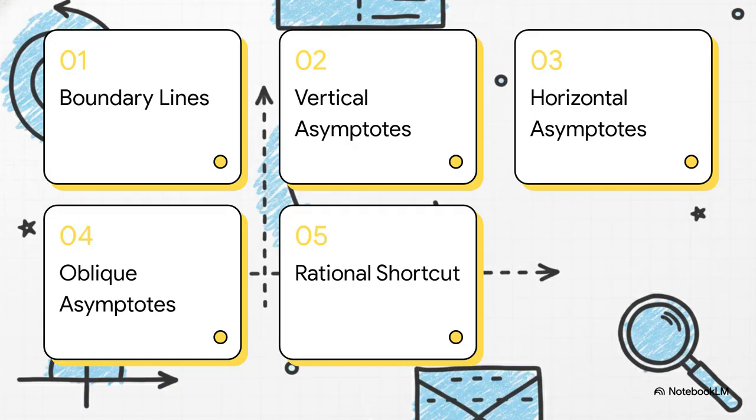So here's our game plan for today's session. First, the invisible boundary lines. Second, vertical asymptotes, aka the walls. Third, horizontal asymptotes, the horizons. Fourth, oblique asymptotes, or the slants. And finally, number 5, the rational function shortcut.